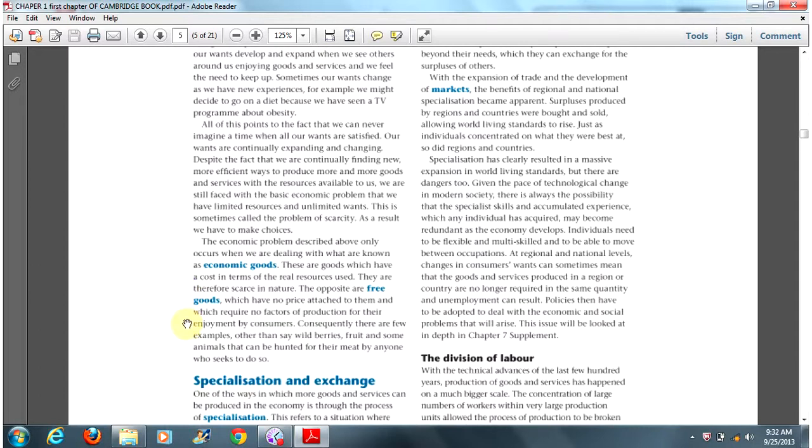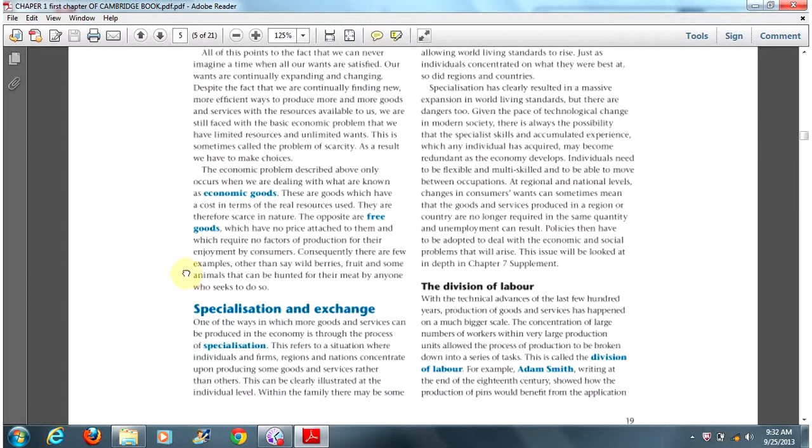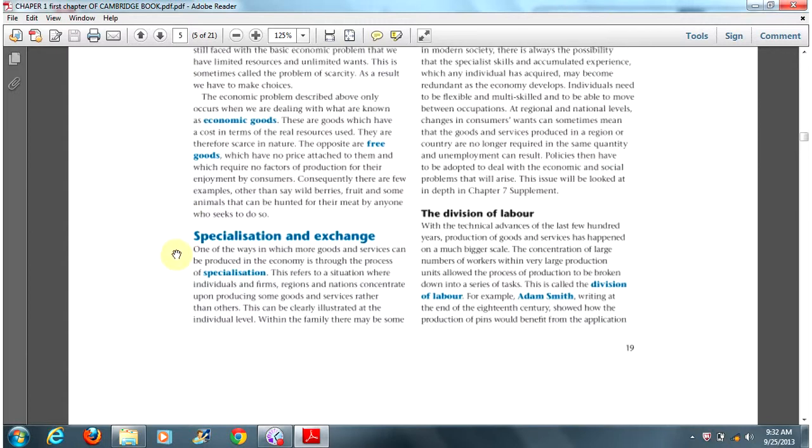Consequently, there are few examples, other than, say, wild berries, fruit, and some animals, that can be hunted for their meat by anyone who seeks to do so. Specialization and exchange. One of the ways in which more goods and services can be produced in the economy is through a process of specialization.